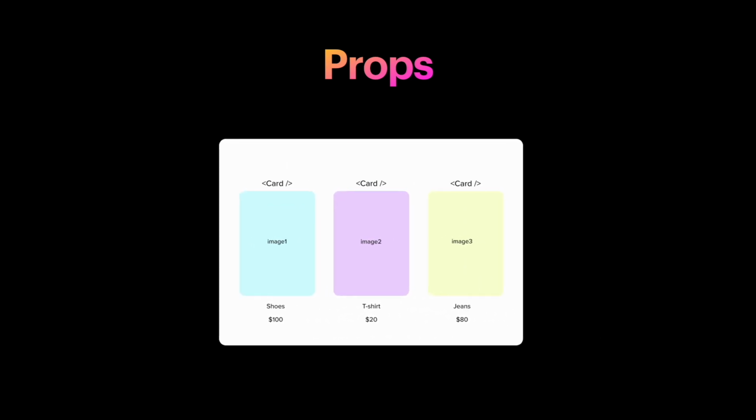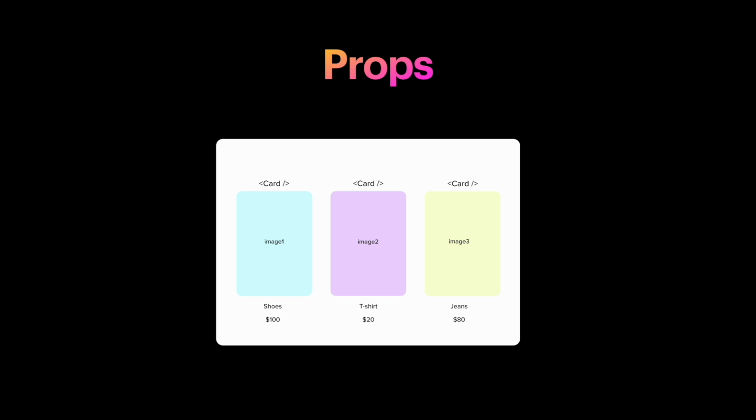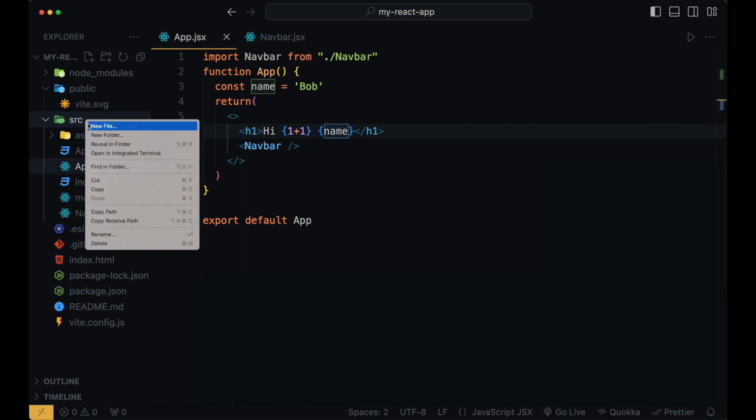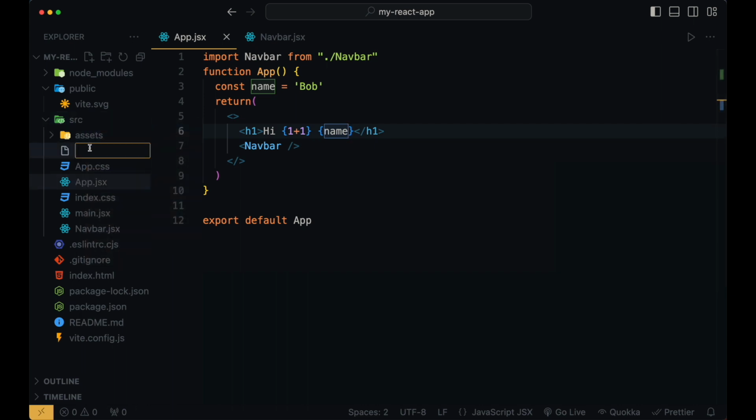Next, we look at an important concept in React called props. Imagine if our app has a list of products and we want to display these products using a card component. All the products will have an image, name, and price properties, for example. Let's right-click on the source file and create a file named card.jsx, which will contain this component.